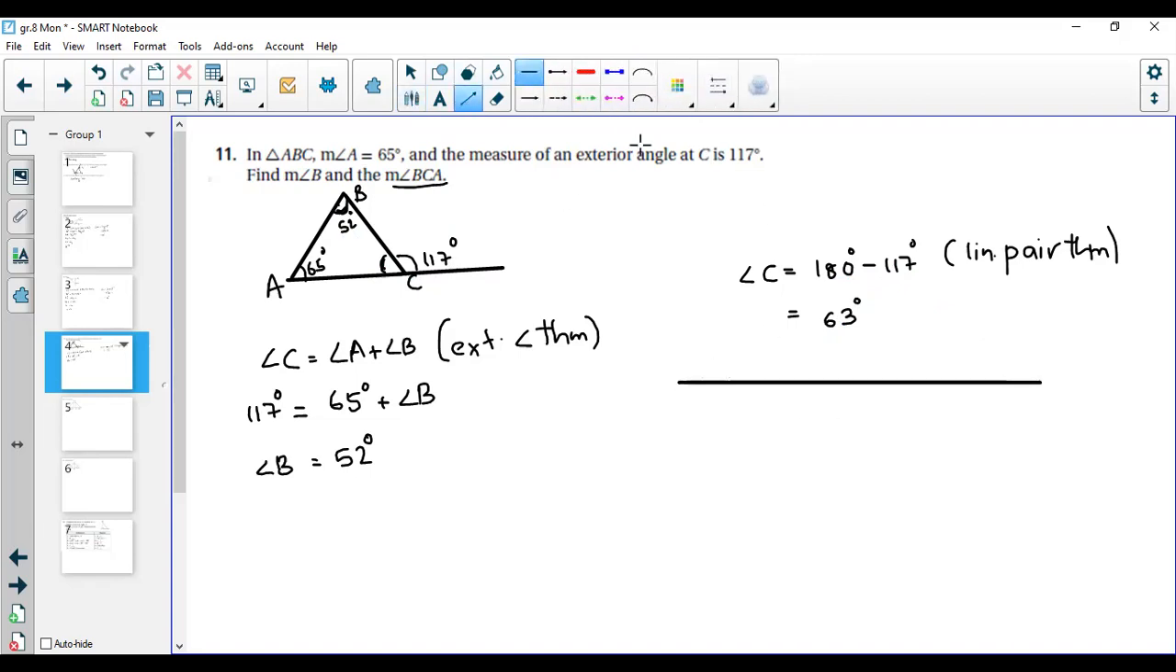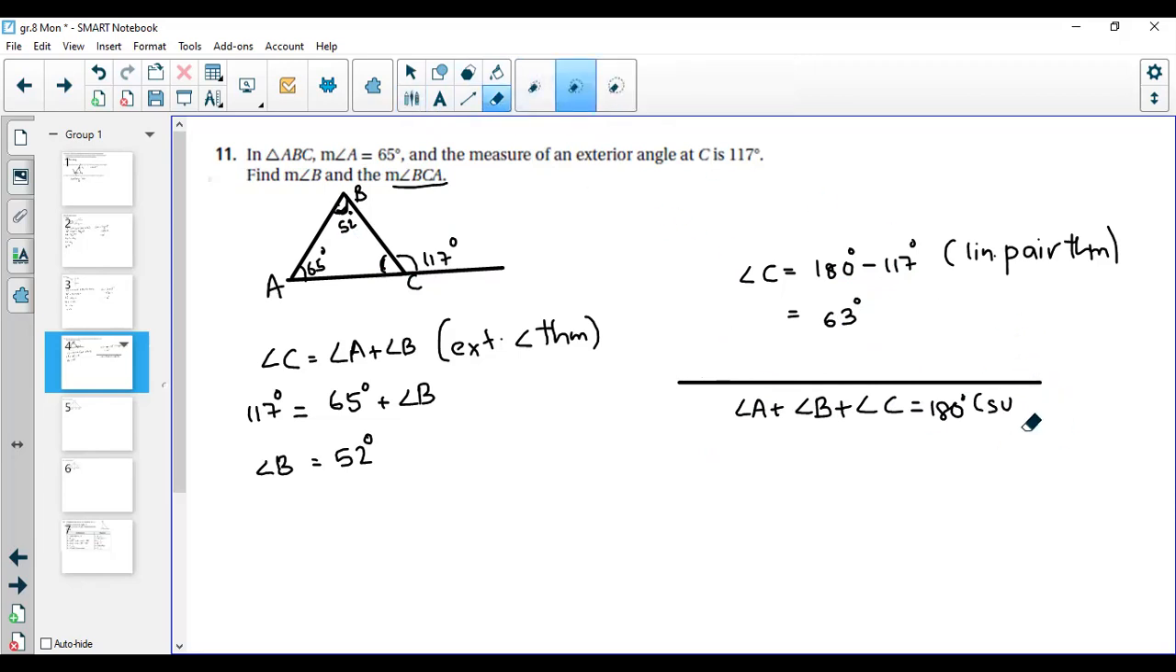Else, what you can do is say angle A plus angle B plus angle C is equal to 180 degrees. Why did we say this? Due to the triangle sum theorem. Now what is the triangle sum theorem? You need to watch yesterday's video if you don't remember that. Triangle sum theorem, okay?